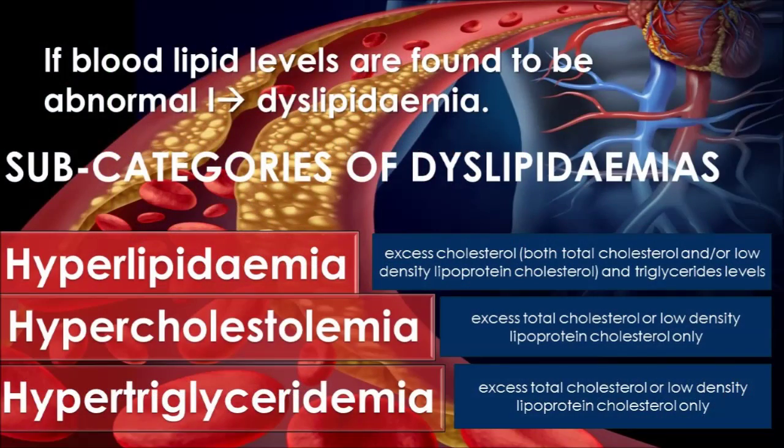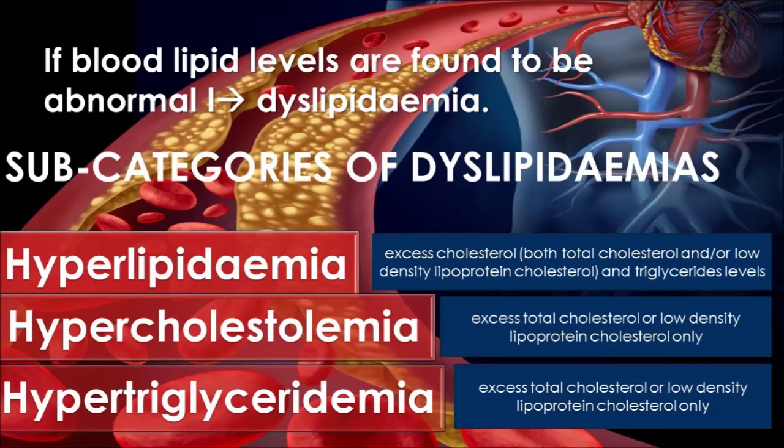If blood lipid levels are found to be abnormal, one is said to have dyslipidemia. There are three subcategories of dyslipidemias associated with excessive blood lipid levels: hyperlipidemia, which refers to excess cholesterol, both total cholesterol and or LDL cholesterol, and triglyceride levels; hypercholesterolemia, which refers to excess total cholesterol or LDL cholesterol only; and hypertriglyceridemia, which refers to excess triglyceride levels only.